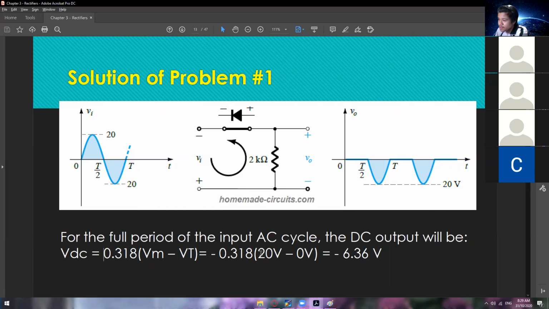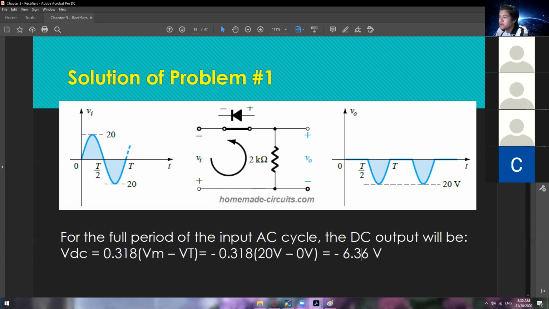Or you can change this one into negative. But of course, you have to change this one to positive. So that's quite confusing. So instead, just put the negative here, as always, for the negative half cycle, and then make this one positive, and then negative for the voltage threshold. Right, so for this one, our VDC is negative 6.36.